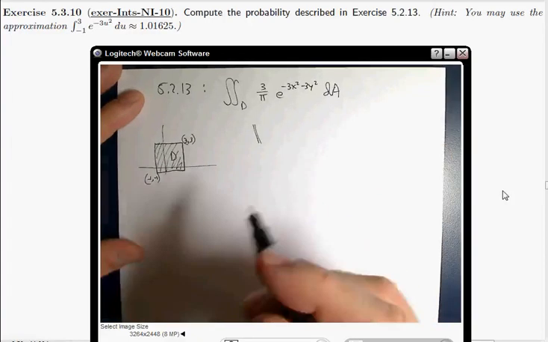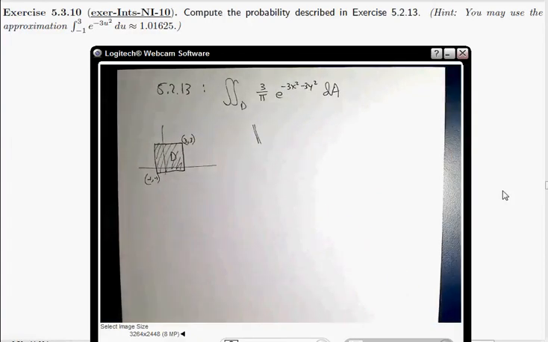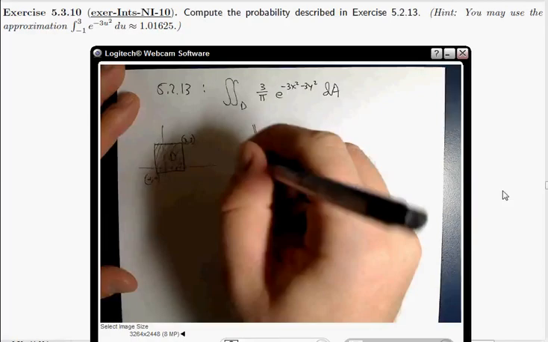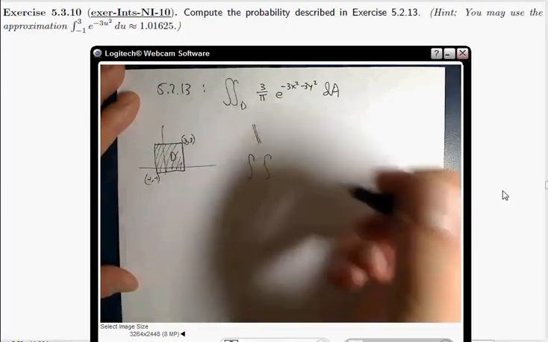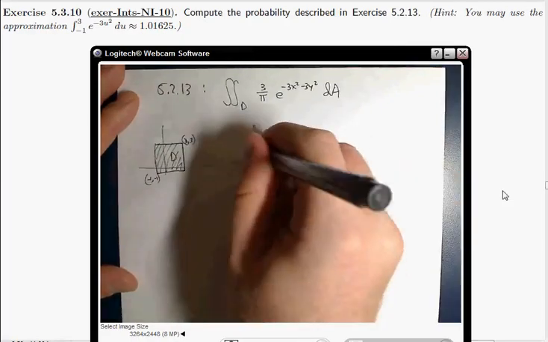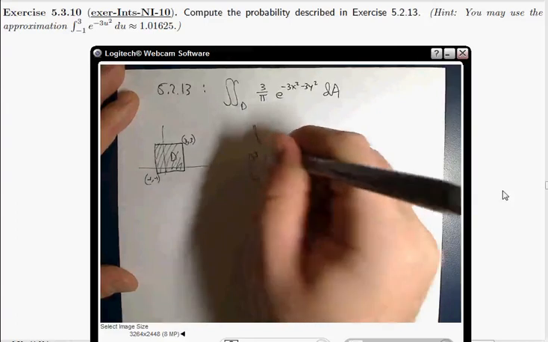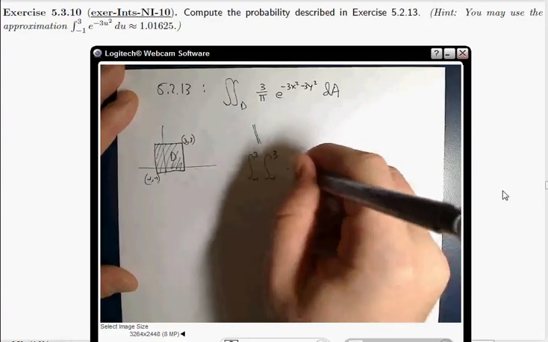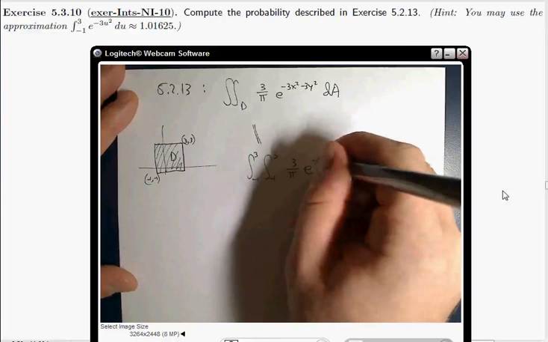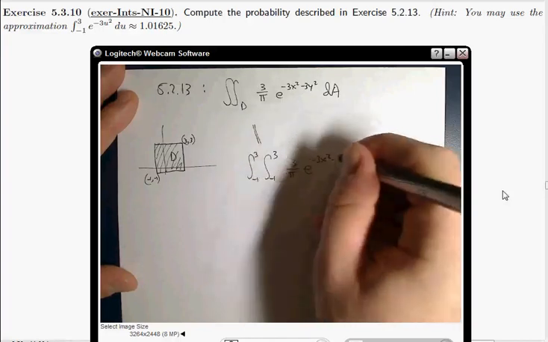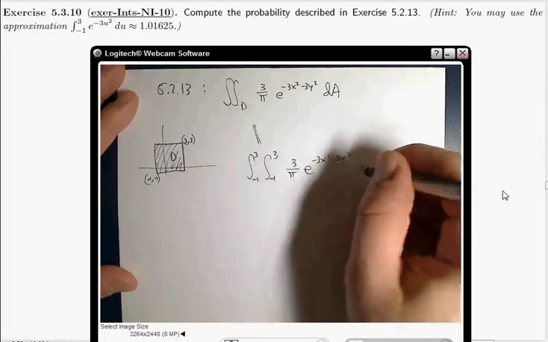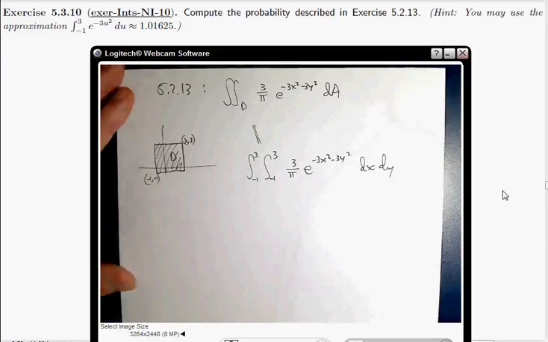And conveniently, we have a rectangular domain. Well, of course, this whole section is about rectangular domains. So I can just use the theorem and just write this as the following. Like that. Rewriting a double integral over a rectangle as a nested integral. Good?